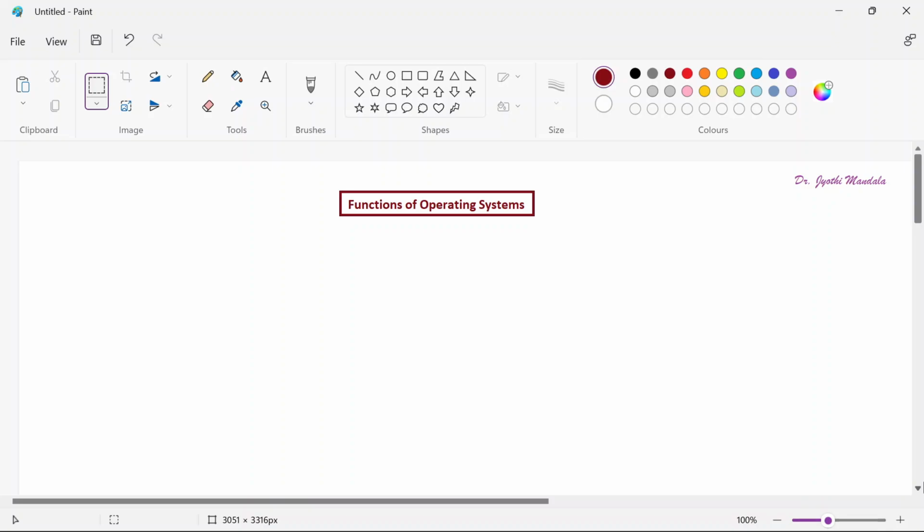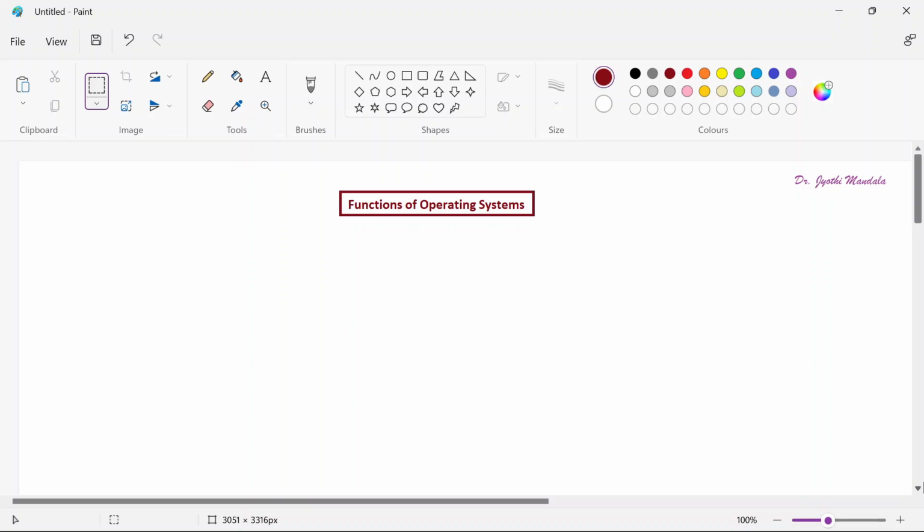So today's class we will see the different functions of the operating system in brief. In future classes we are going to learn in detail about each and every function. We can also consider this concept as OS components. So whenever you are asked to explain functions of operating system in your exams or write about operating system components, both mean the same.